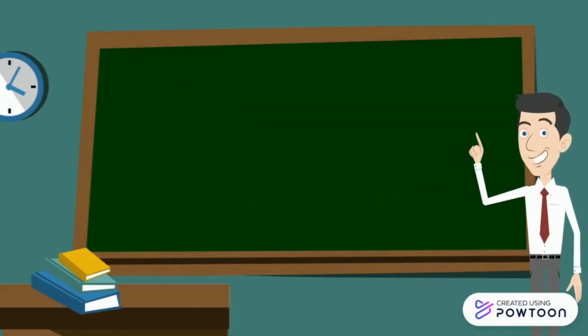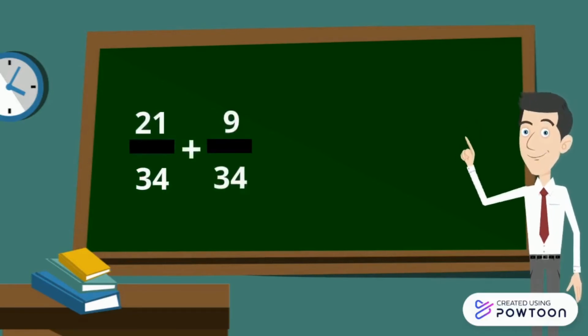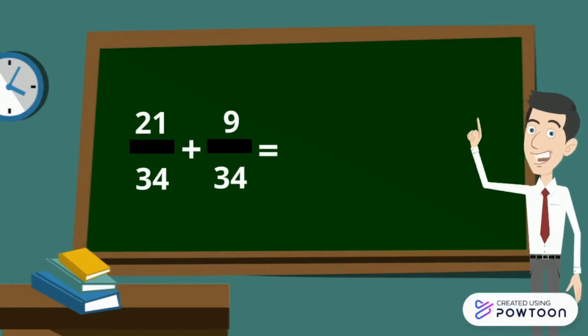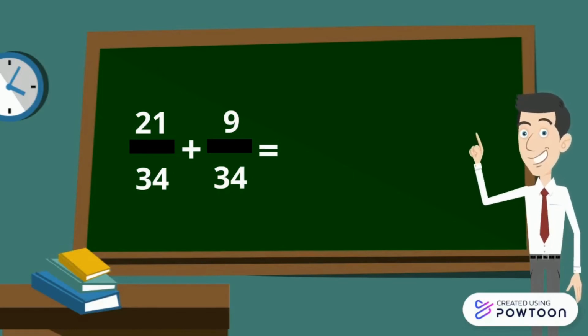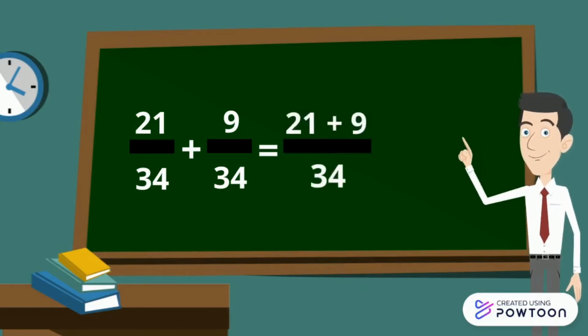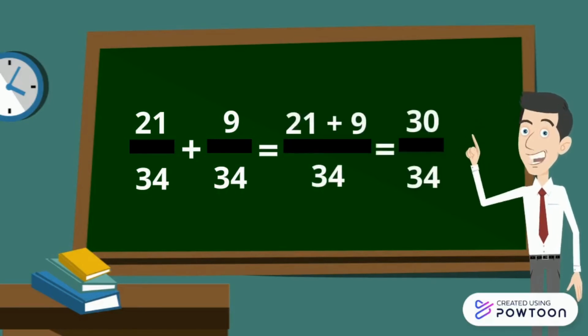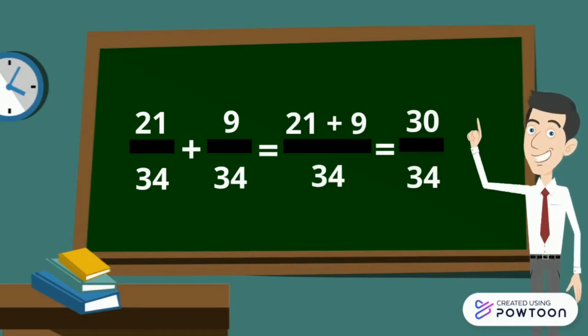Now for another example, find the solution for 21/34 plus 9/34. To solve it, look at the fractions. The denominators of the two fractions are the same, which is 34. And because of that, we can simply add the numerators. So it's 21 plus 9 over 34 equals 30/34, and that's the answer.